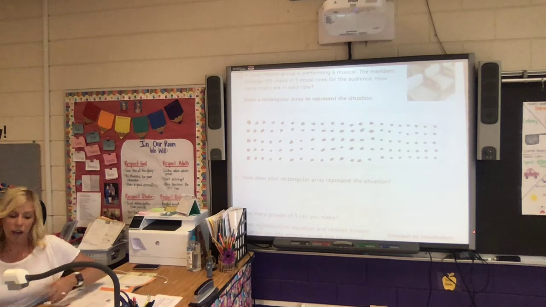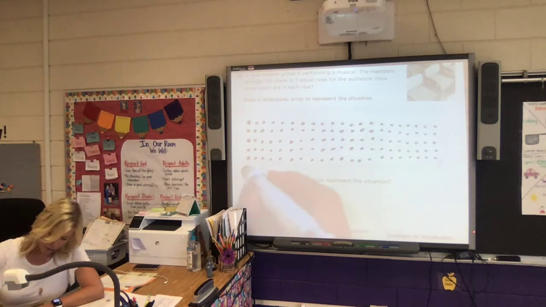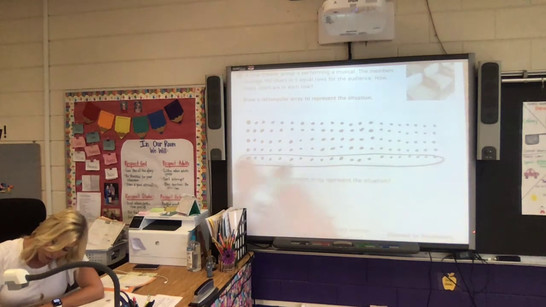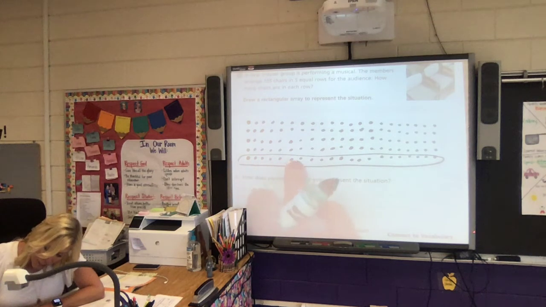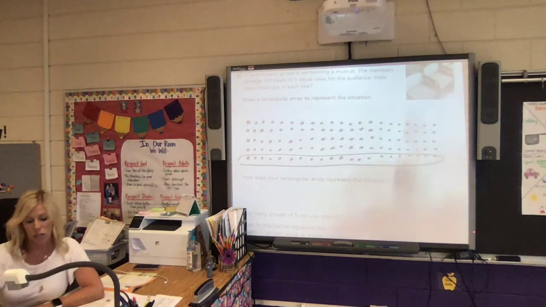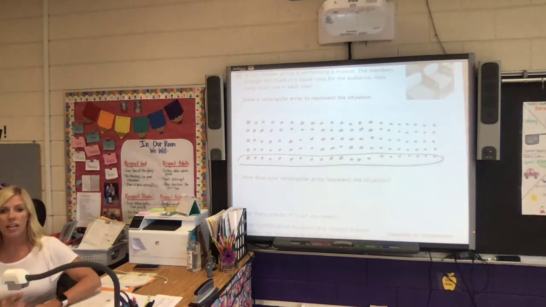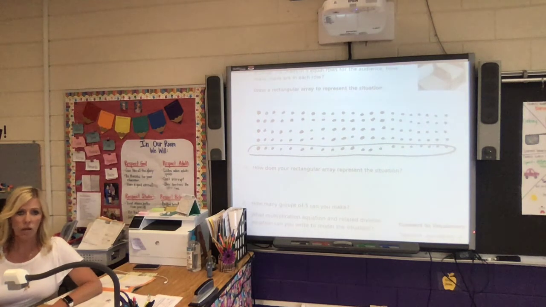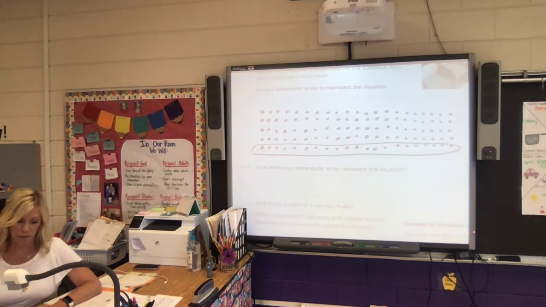For us to figure out how many, we're going to have to figure out how many are in one row. 1, 2, 3, 4, 5, 6, 7, 8, 9, 10, 11, 12, 13, 14, 15, 16, 17, 18, 19, 20, 21. 21 chairs.